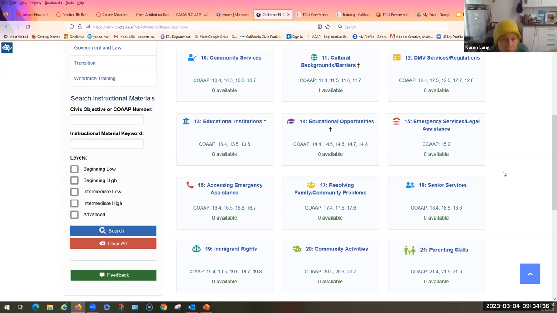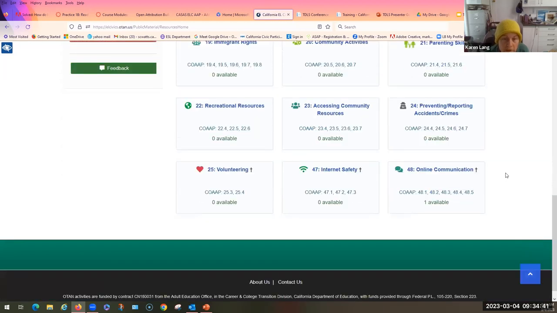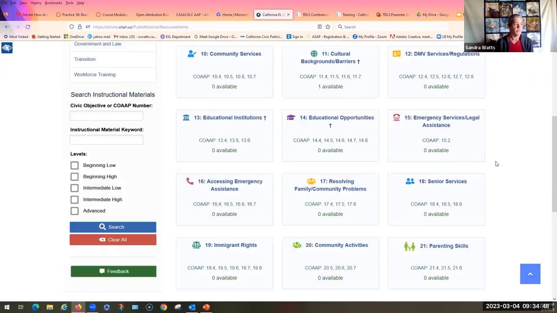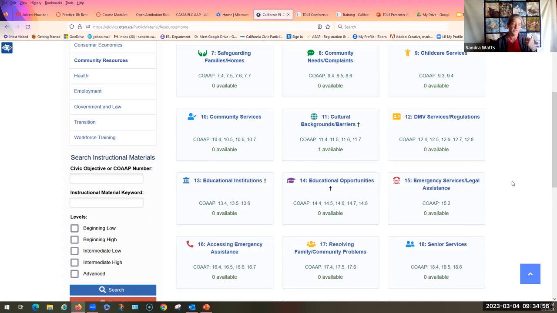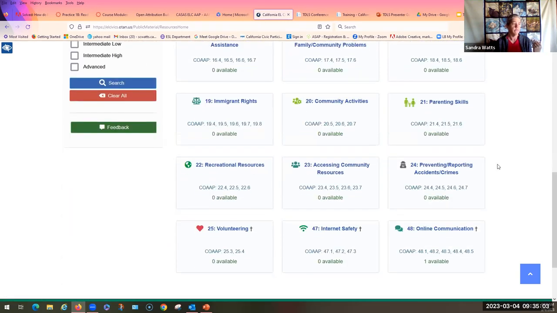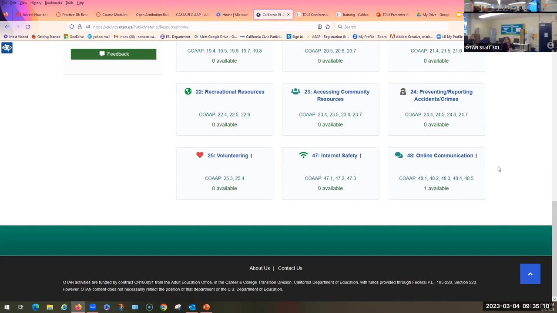These are much more detailed, it looks like. Under community resources, there are a lot of different things: family resources, DMV resources, online resources, emergency resources, education is under here, online communication. This is my materials right here. Submissions.